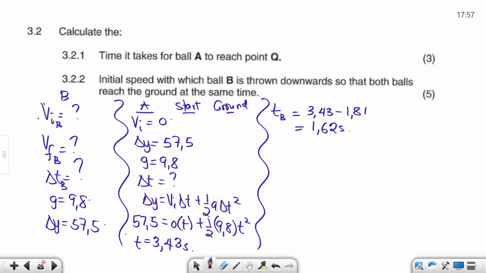So if we go back to our list, we don't know this, but now we know this. Let's make a list. I'm looking for Vi, right? Do I know the time of B now? 1.62. Do I know g? 9.8. Do I know delta Y? 57.5. What formula would you use?